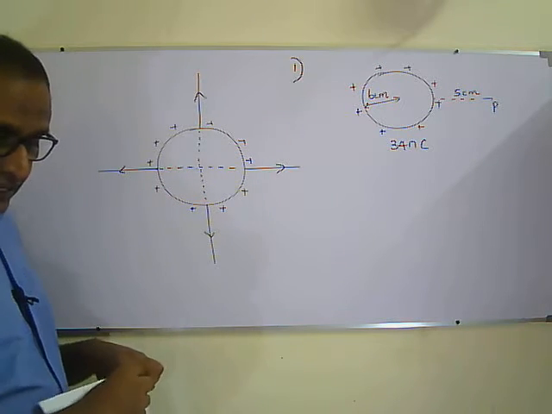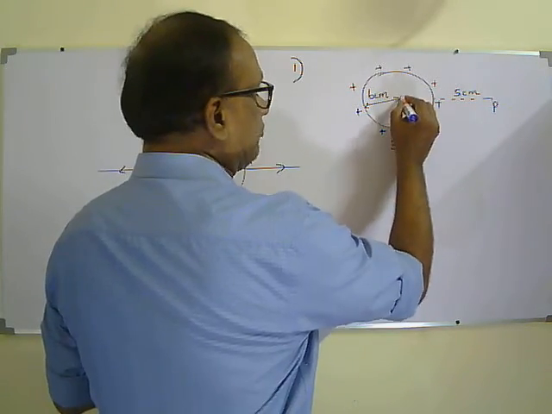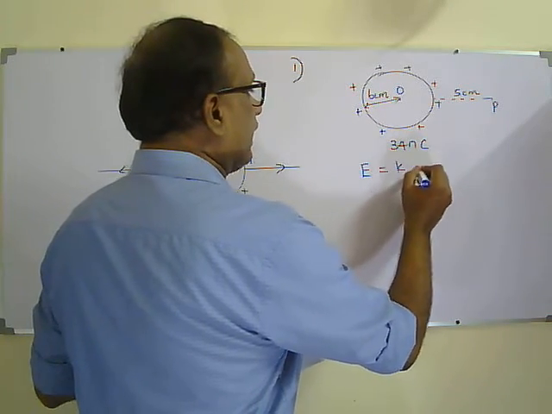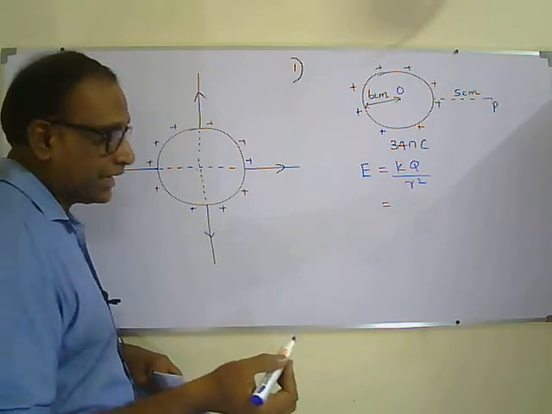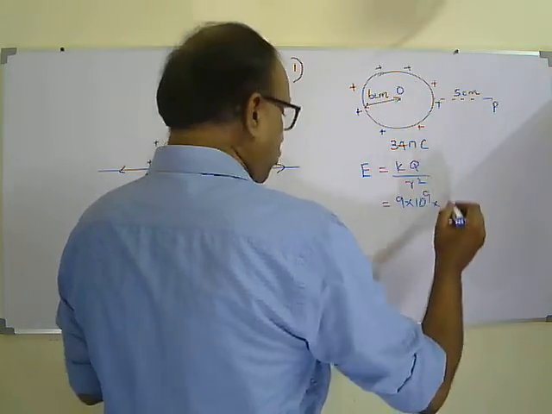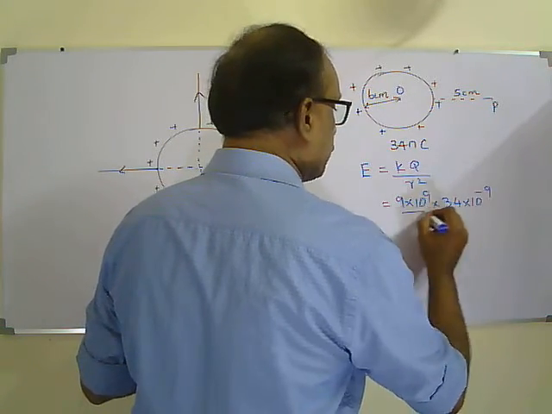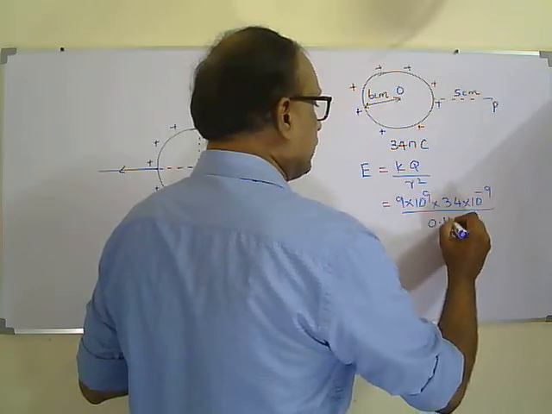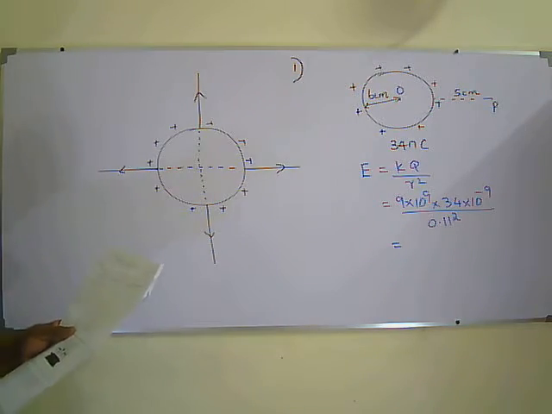So if I assume like that, I need to find the electric field strength at a distance of 11 centimeter from the center O. So we know the equation E equals kQ over r squared. k is 8.99 times 10 to the power 9, but we can use 9 times 10 to the power 9. Q is 34 nanocoulomb, so 34 times 10 to the power minus 9, over r squared, where the distance is 11 centimeter, so 0.11 squared. So if you solve this, you will get the answer for the first question.